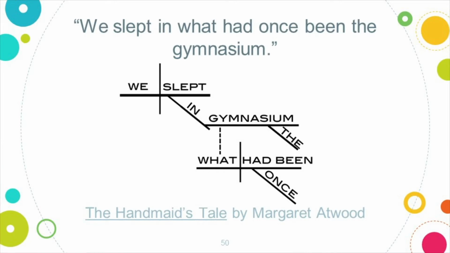Finally, the first line of The Handmaid's Tale by Margaret Atwood, "We slept in what had once been the gymnasium." When you diagram this, you notice that the main part of the sentence is "we slept." The Handmaid's Tale is, of course, a feminist dystopian cautionary story about a future in which patriarchal tendencies have run rampant. And so the idea that we slept, that we let this happen, that we were not aware of what was going on, becomes the focus when you can see it diagrammed and all of the other information put at a later time.